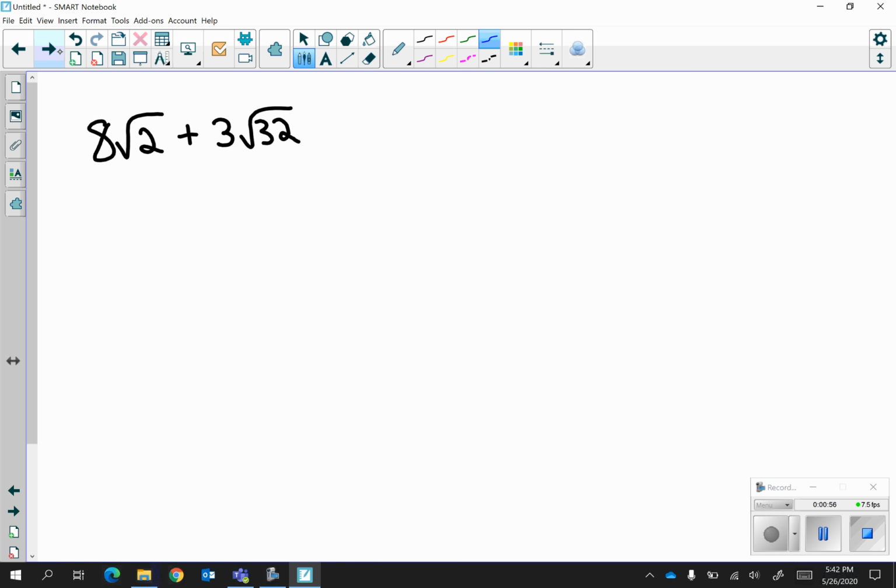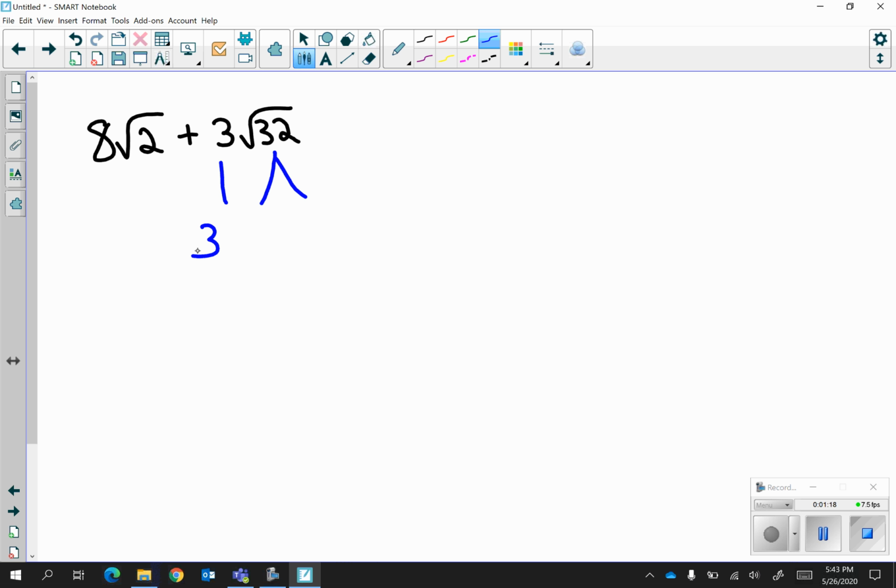Now in this addition problem, you might notice that the radicals are not the same, so we can't add them right away. Instead, what you have to do is simplify a radical. Now, radical 2 can't be simplified. However, radical 32 can. We're going to bring down the 3, keep it for later.